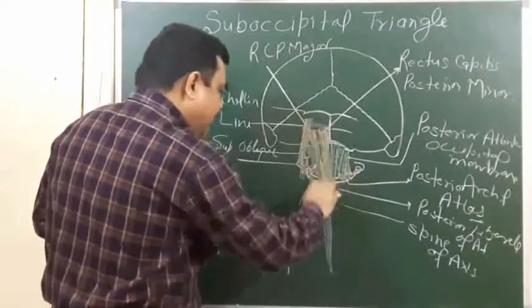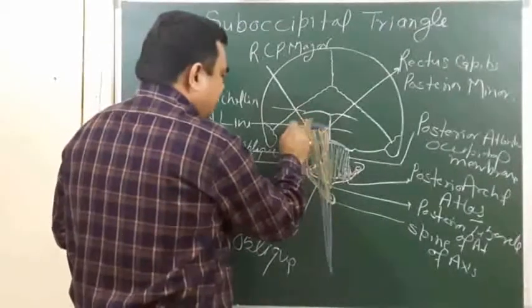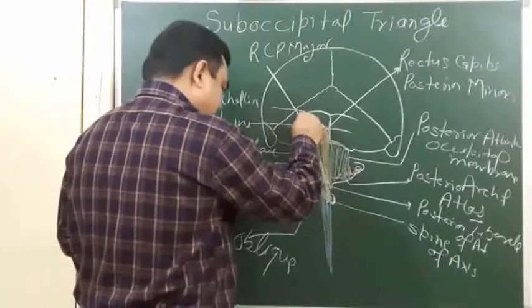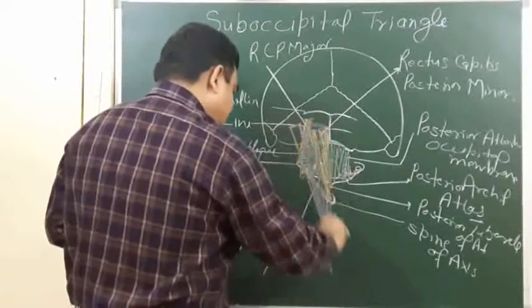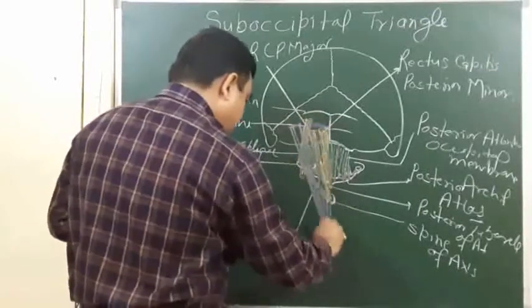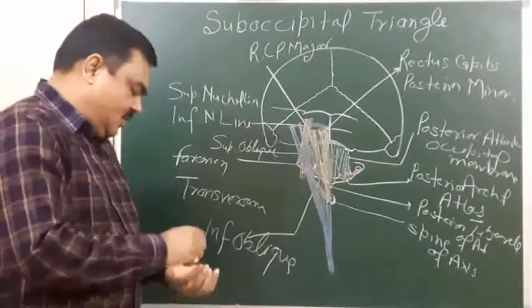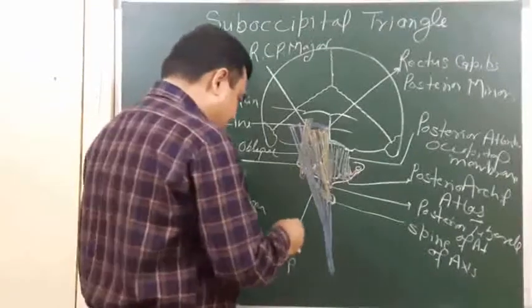This muscle covers this. This is semispinalis capitis, and another muscle, that is longissimus capitis. So this is longissimus capitis and semispinalis capitis. These two muscles form the roof of this triangle. So the roof is formed by two muscles, semispinalis capitis and splenius capitis.